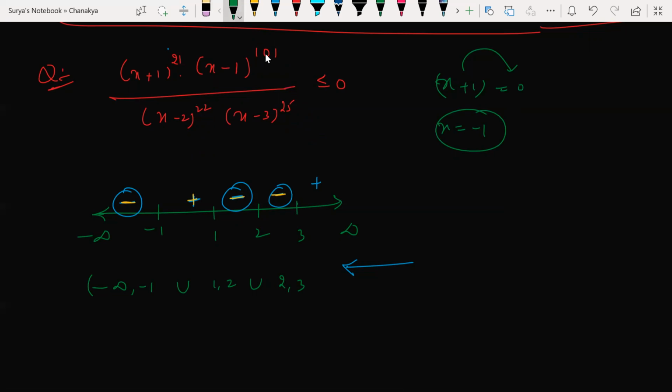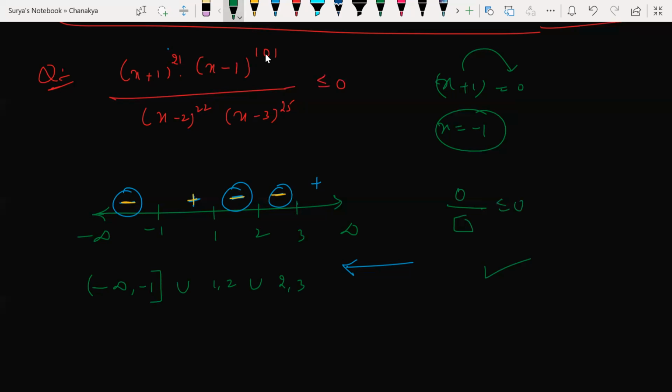Substitute that minus 1 here in the expression. In place of x, substitute that particular value. If I substitute, here minus 1 is giving me 0. So 0 by something is 0. 0 less than or equal to 0 is a valid statement. So you can include minus 1. Am I correct?